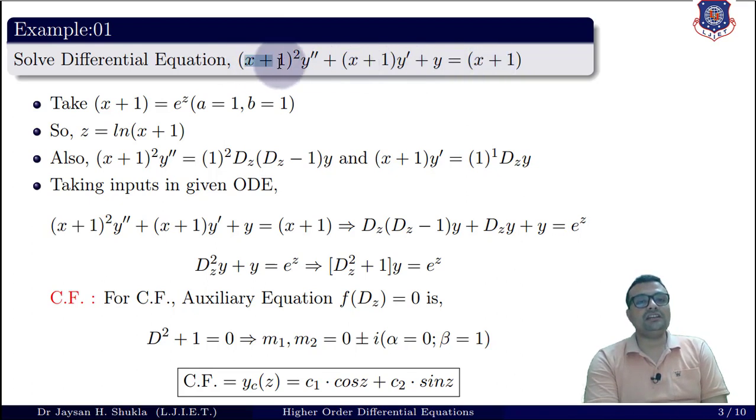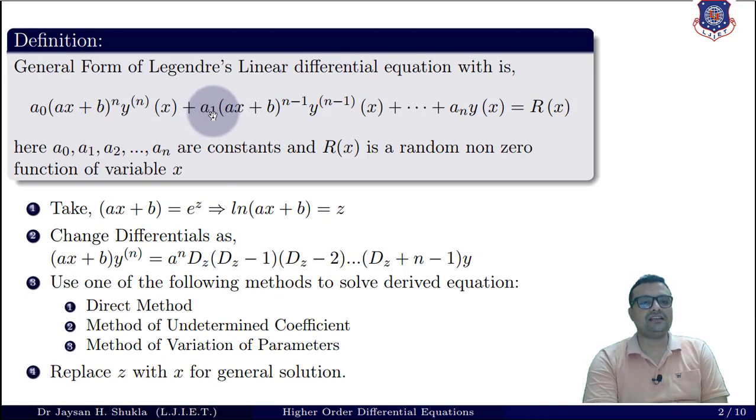Now see, they are repeated, x+1, x+1, and also the power is equal to the order of the differential equation. So this is a very particular case of variable coefficients, which is known as Legendre's equation. Whatever the multiple over here, take that equal to e^z. So here a equals 1 and b equals 1. I am comparing this with ax+b = e^z.